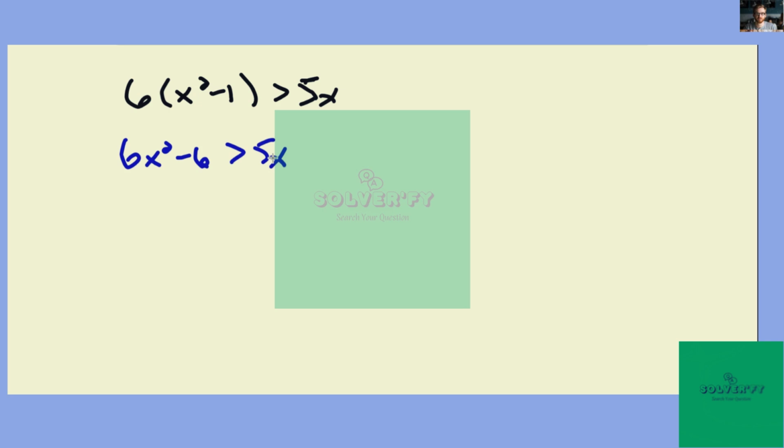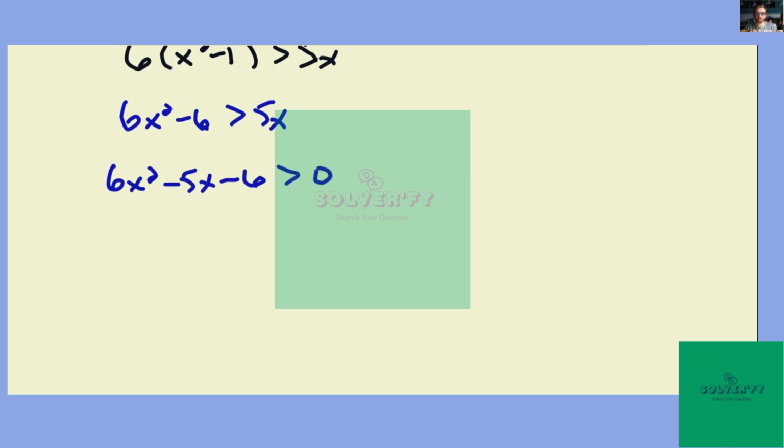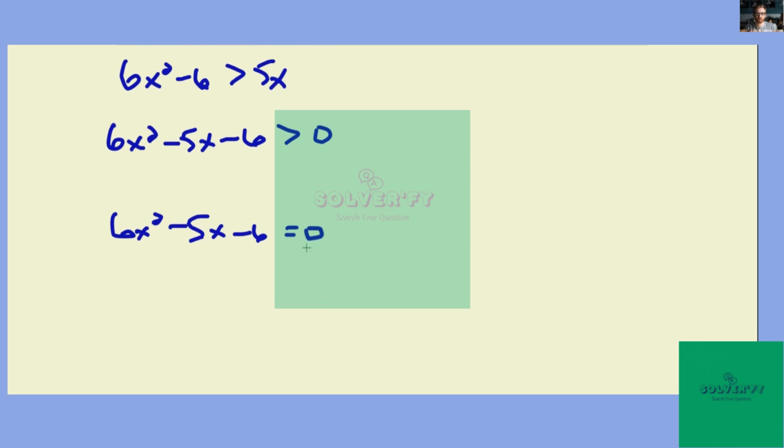All right, if we have the inequality 6 times x squared minus 1 greater than 5x, let's distribute the 6, and let's set this greater than 0. So we have 6x squared minus 5x minus 6 greater than 0, so that we can think of this as a quadratic. Let's solve this quadratic for 0, and if we think 6x squared minus 5x minus 6 equals 0 right now, we can then determine what we're going to do with these roots.